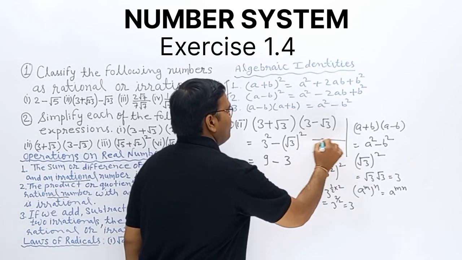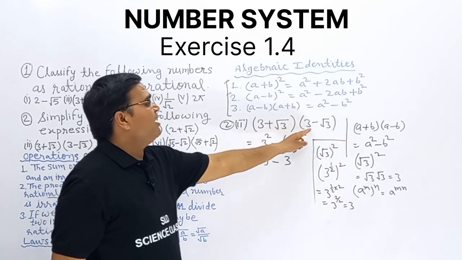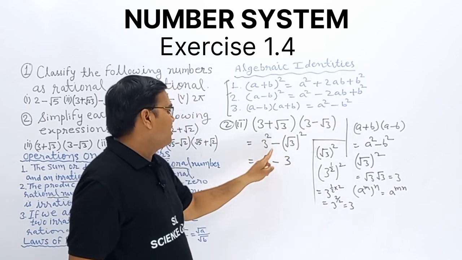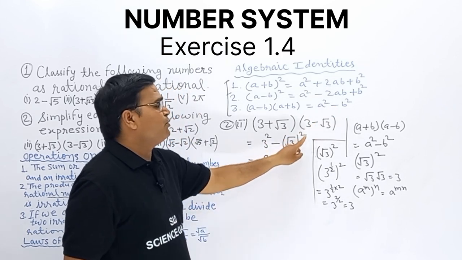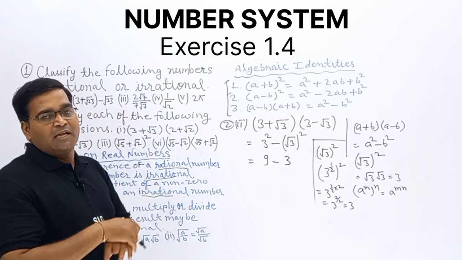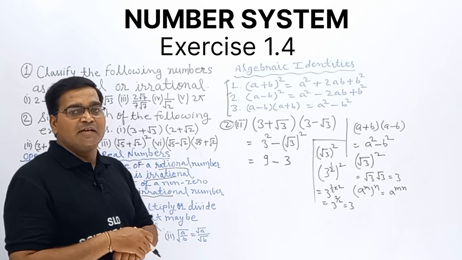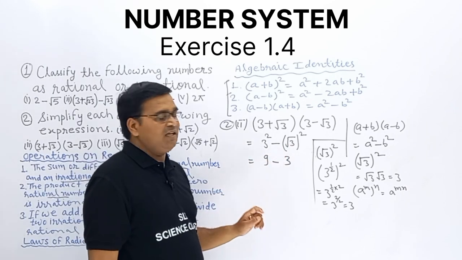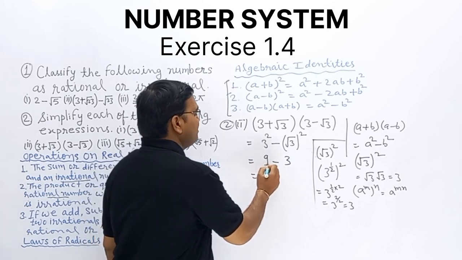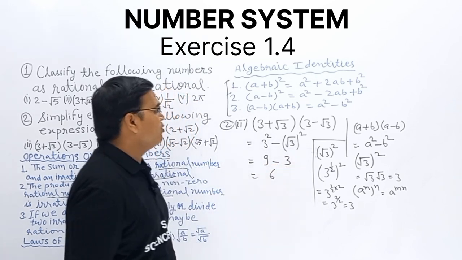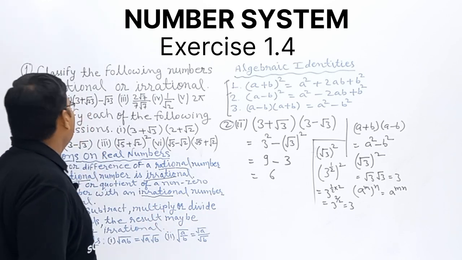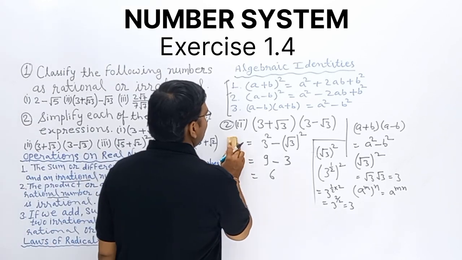Getting it or not? What am I doing? This is (a plus b) into (a minus b), and the formula is a square minus b square. A is 3, b is root 3. 3 square will be 9, and root 3 square means root 3 multiplied two times. If the same number in a root appears two times, then we remove the root and put the number directly. So now subtract: 9 minus 3 is 6, and the answer of this question is 6. Now I am going to solve the third one of the second question.